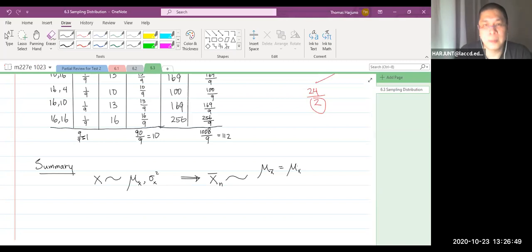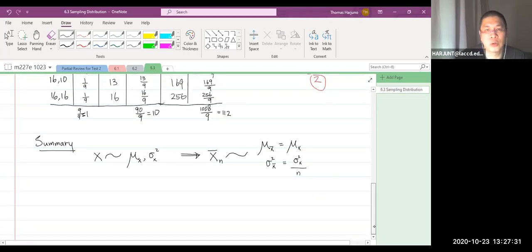The mean of this sampling distribution, in our example, was 10. It is the same as the mean of the underlying distribution, which was 10. The variance, however, is equal to the variance of the underlying distribution divided by the sample size. The mean will be the same. The variance will be divided by sample size.